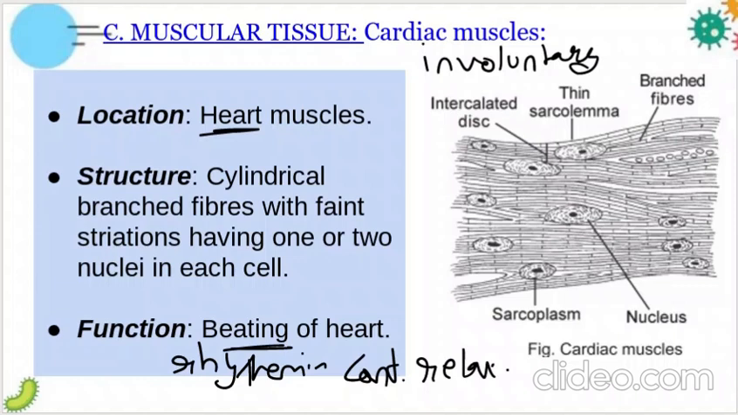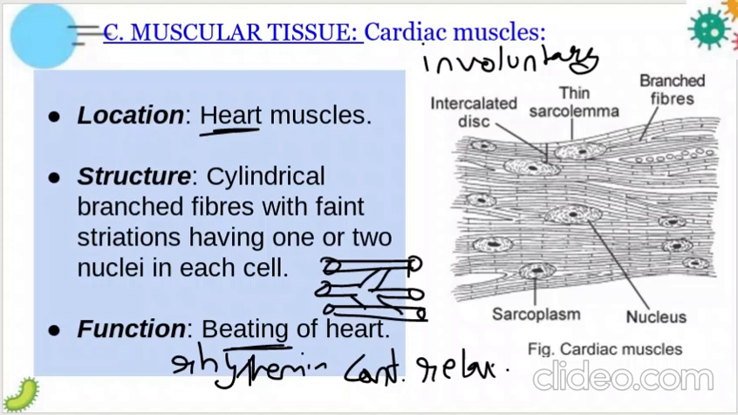They are cylindrical and branched also, right? They're cylindrical, they go like this, and then they have branches. Then again it goes like this, and connects the more type of tissues. Such kind of branches present are cardiac muscles.